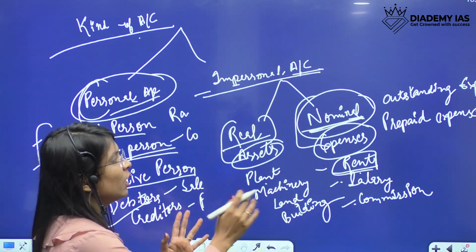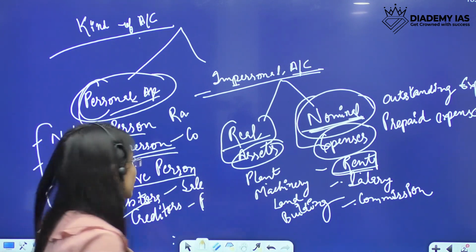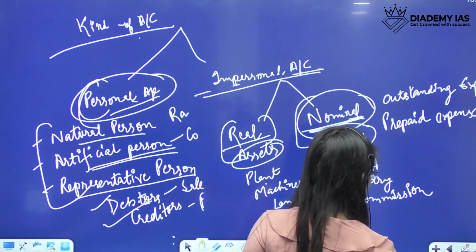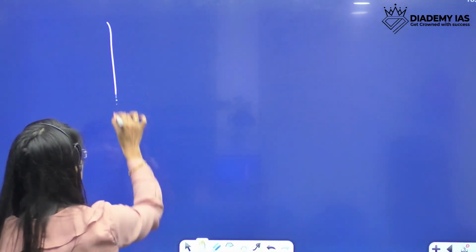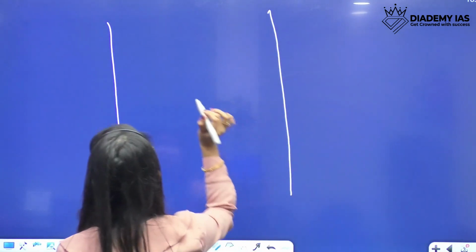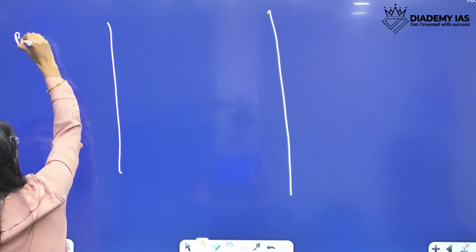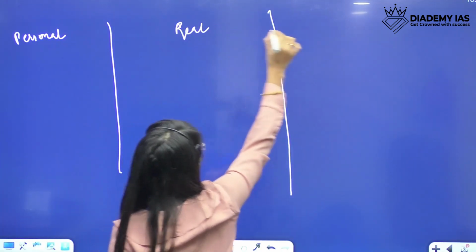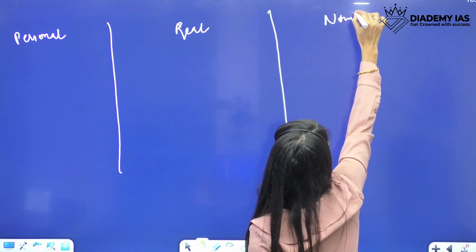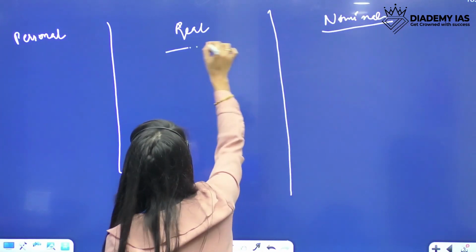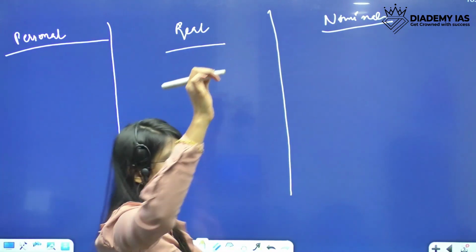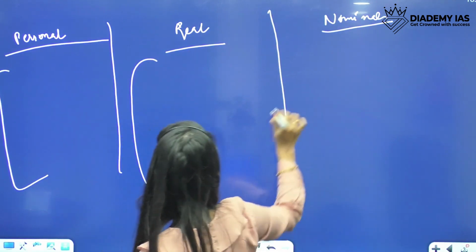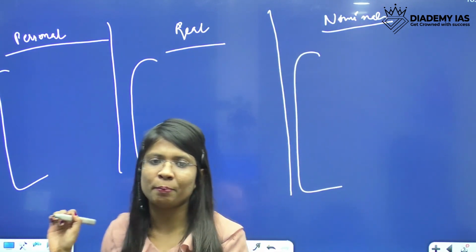Please remember these by heart. I'll just make a chart of this. Personal, everyone please note that. Real, nominal. Please do this in your notebook, and it's homework for you all. Please write everything, whatever comes to your mind over here. Please fill it up and send it back.